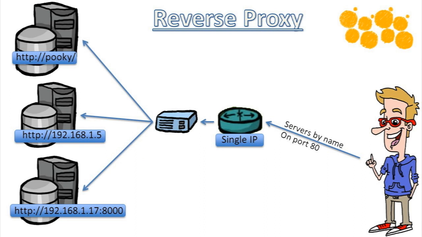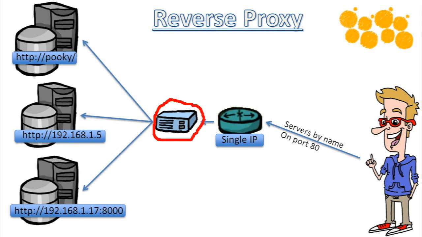And here we go. Here's how it works using a reverse proxy. So we still have the same servers. This one is name-based. It's called Pookie. It's accessed on port 80. This is 192.168.1.5 on port 80, and this is 192.168.1.17 on port 8000. Here is our reverse proxy.